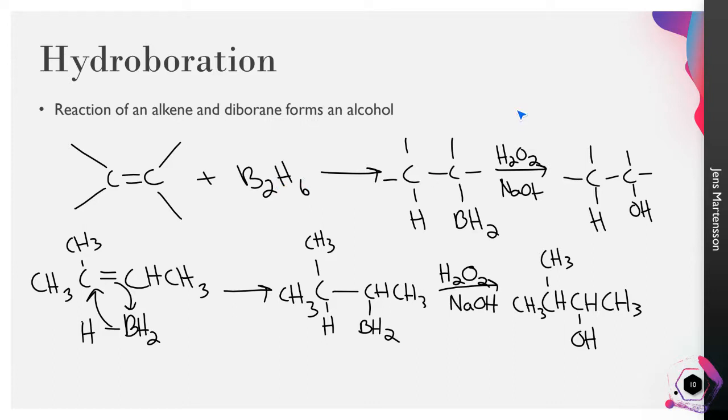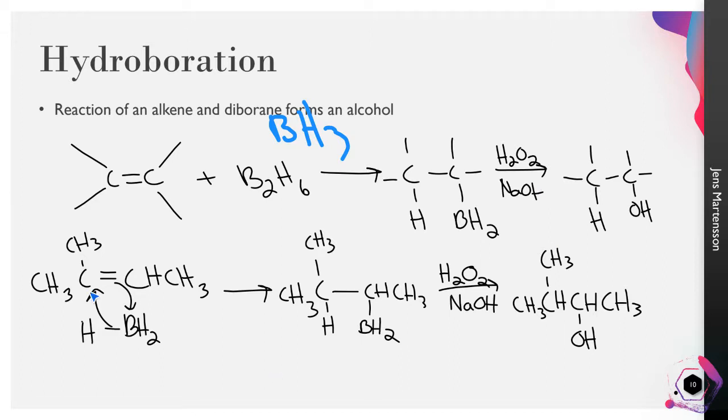A hydrogen from borane adds to 1 carbon, and then the BH2 adds to another carbon. But we don't ever want this. I guess you could want this, but normally no one ever wants this. So we oxidize to replace that BH2 with an OH group, which we normally do with hydrogen peroxide, H2O2 in a base, like sodium hydroxide.